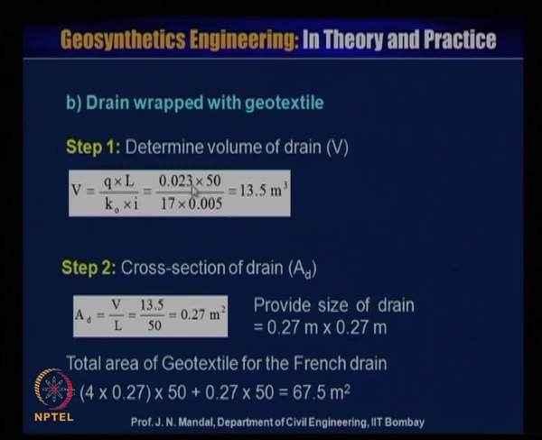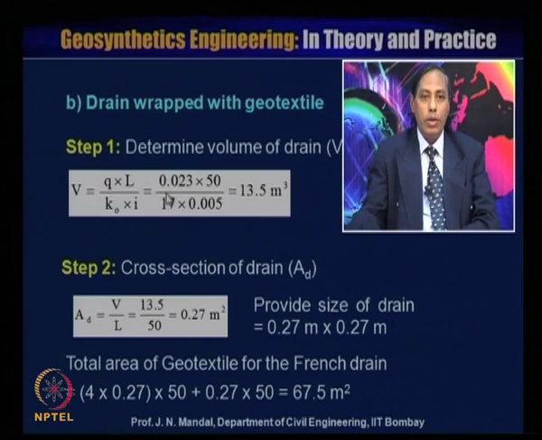Now B is the drain wrapped with geotextile material. So step 1, determine the volume of the drain, that is V. V is equal to Q into L by Kz into I. Q is 0.023, L is 50, and K is for open graded aggregate, that is 17, and I, the slope, is 0.005. So this volume is 13.5 meter cube.